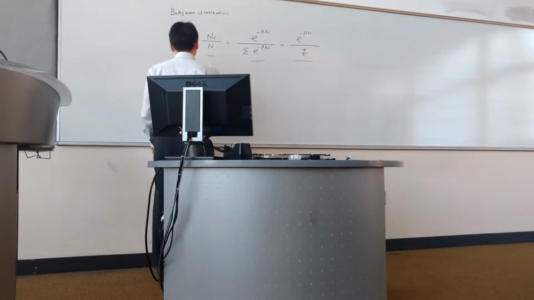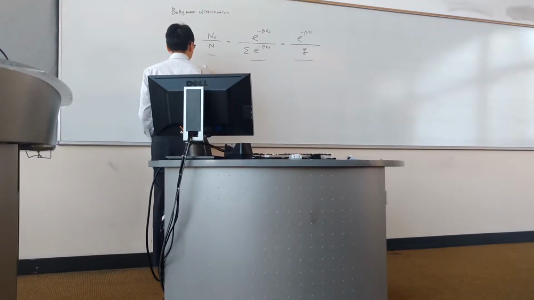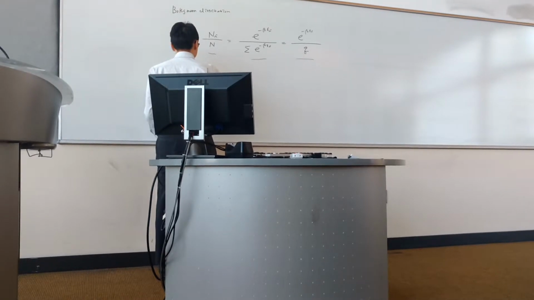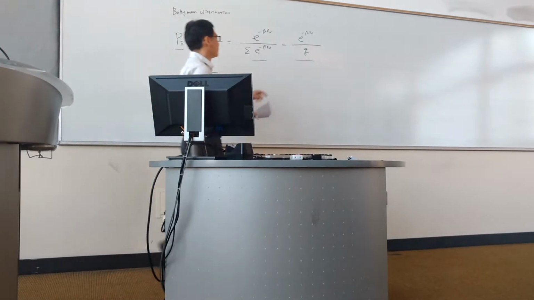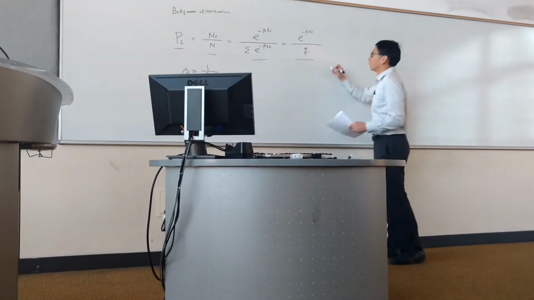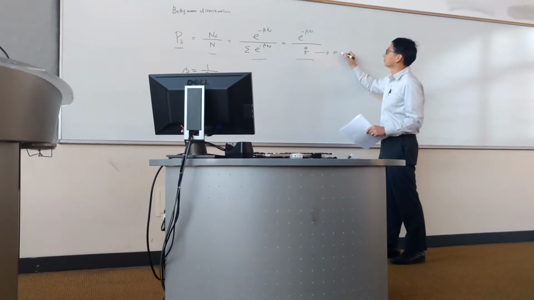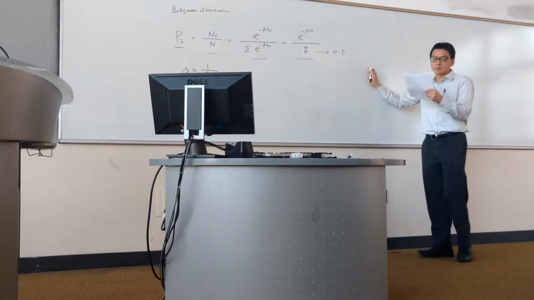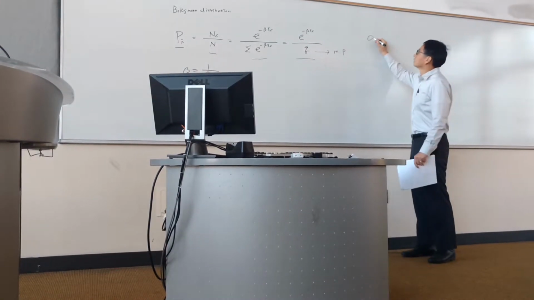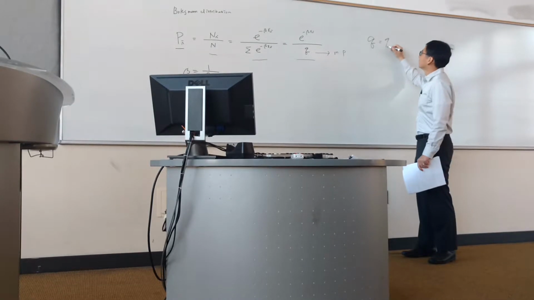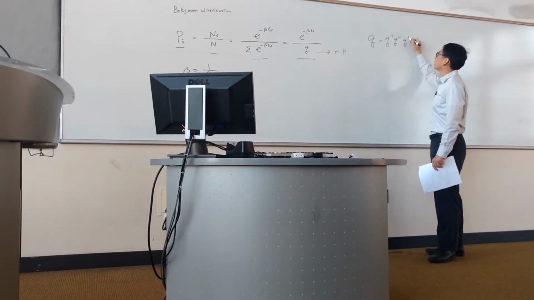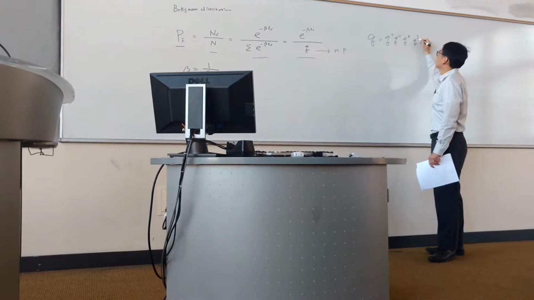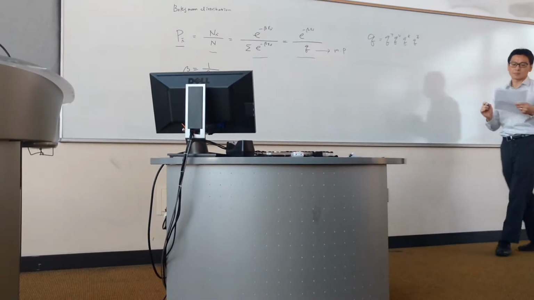And beta is 1 over kBT. So this little q, we call it the molecular partition function, right? Molecular partition function. And typically q is actually a product of qt times qv times qr times qe. You need to have this concept.